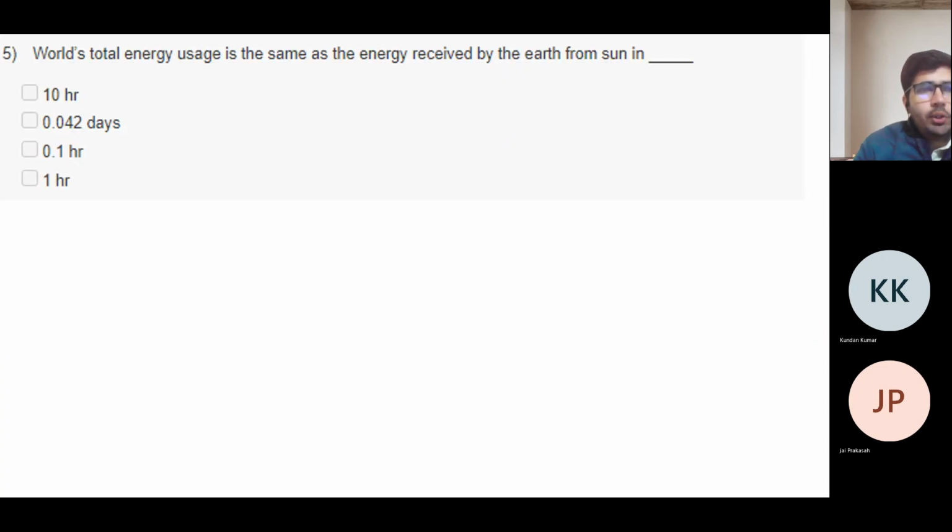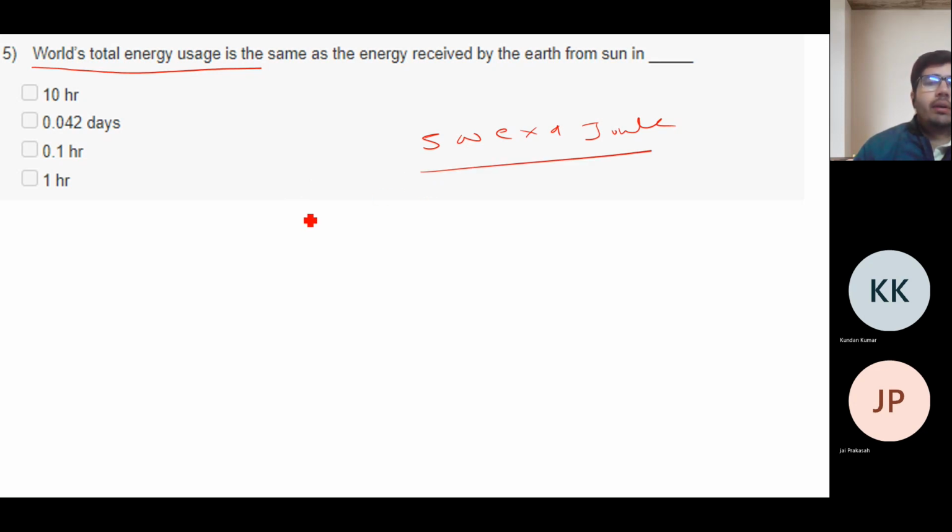Now, world's total energy use is the same as energy received by the Earth from the sun in... So world's total energy use, how much energy is used? 500 exajoules. And the sun is releasing around 5 million exajoules. So the world's total energy use is the same as the energy received by the Earth from the sun in, we have discussed, around 1 hour.